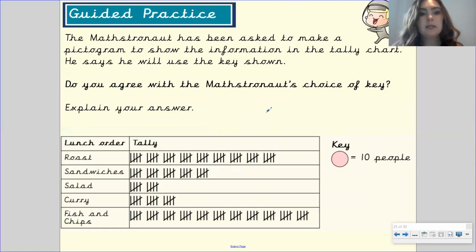Okay, the next one. The mathstronaut has been asked to make a pictogram to show the information in the tally chart. He says he will use the key shown. Do you agree with the mathstronaut's choice of key? Explain your answer. So in this key, you've got a circle for the pictogram, and for every circle you see, it equals 10 people. Do you agree with this choice? Pause the video and have a think.